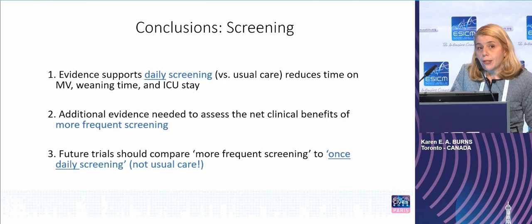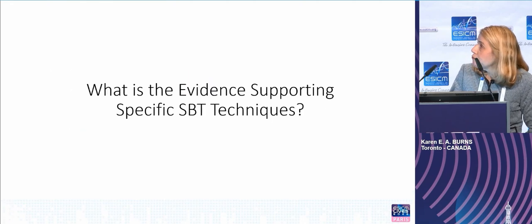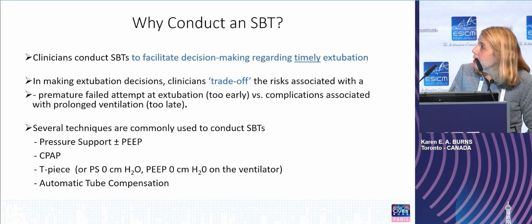But future trials should definitely compare a strategy of more frequent screening to once daily screening. So what is the evidence supporting specific SBT techniques? Well, we know that clinicians like us conduct SBTs in order to make decisions about timely extubation for individual patients.